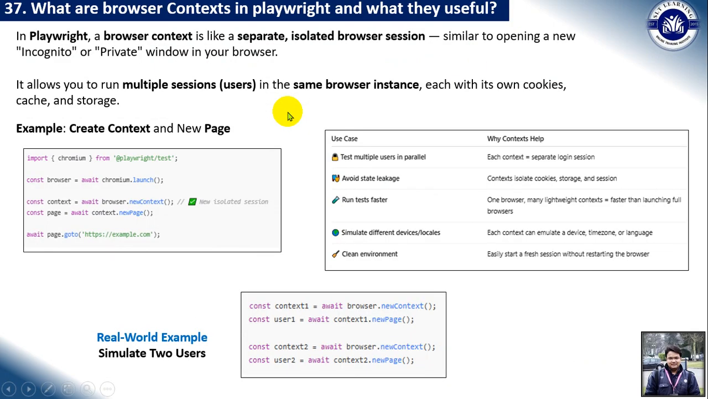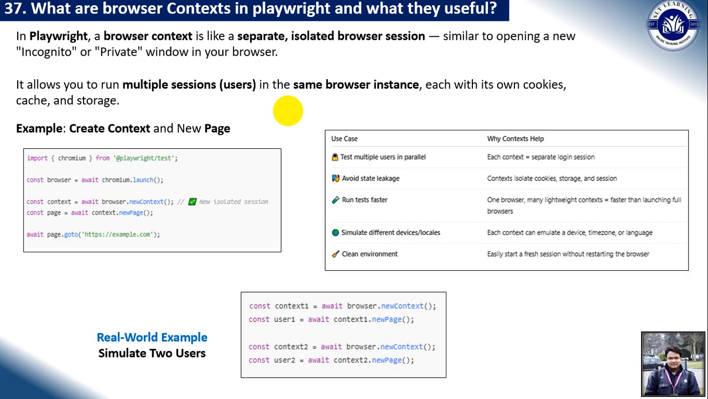Then, what are browser contexts in Playwright and what is it useful for? I told you, we have seen these things in a couple of previous questions as well. What is a browser context? It gives you the facility to use an isolated session for your automation testing. It will be like an incognito private window on your browser. When you open Chrome in incognito mode, it has a separate session, separate cookies, separate browsing history and all those things. It allows you to run multiple sessions, like different users, on the same browser instance, and each has its own cookies, cache and storage.